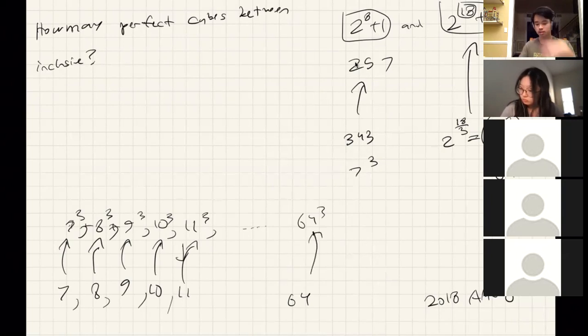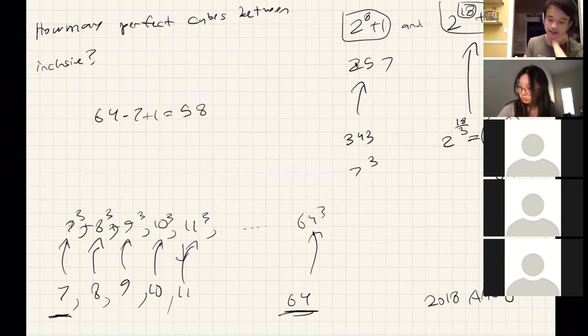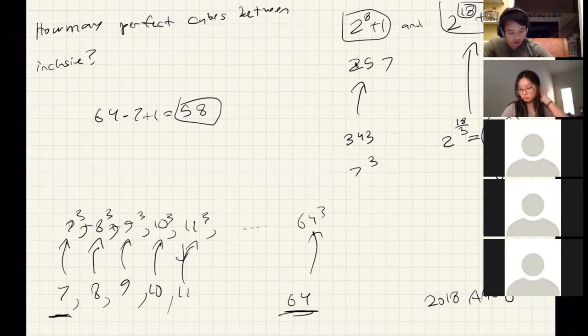But anyways, you can see here that we're just counting the number of integers between 64 and 7. So that our answer is 64 minus 7 plus 1 equals 58 in this case. So once again, you don't want to just subtract 64 and 7, right?